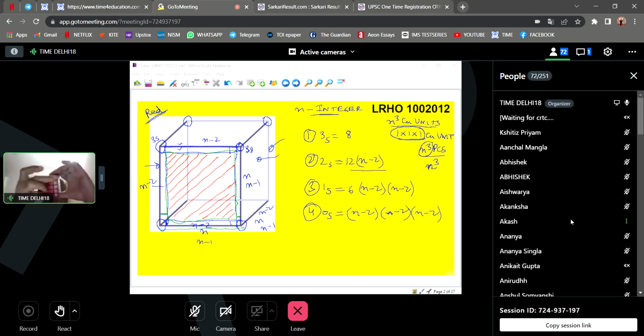n is the number of cubes along the length or along the breadth or along the height. Is that fine, Sania? Yes, Tushar. Tushar, is it fine? I removed. Okay, should we move to the next then?